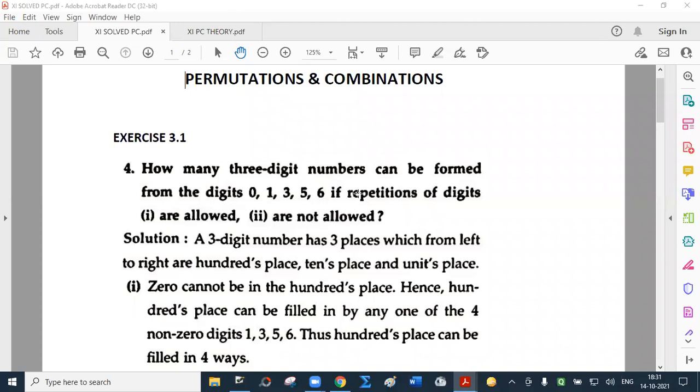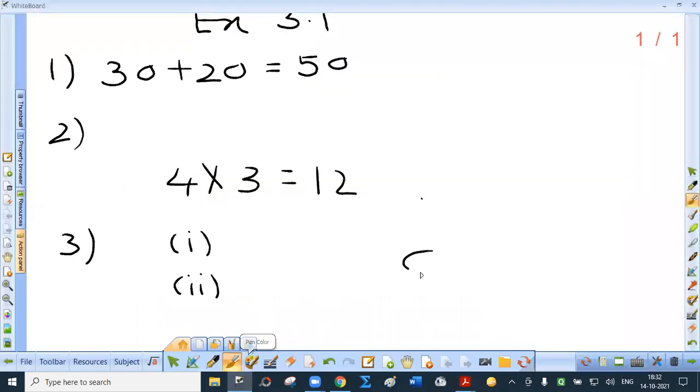How many 3-digit numbers can be formed from the digits 0, 1, 3, 5, 6, if repetitions of digits are allowed, not allowed? You have to be very careful if one of the digits given is equal to 0. Why? Because will you say that 07 is a 3-digit number? No, it is just a 1-digit number. So when I say 3-digit number, 0 cannot occur in hundreds place in a 3-digit number.